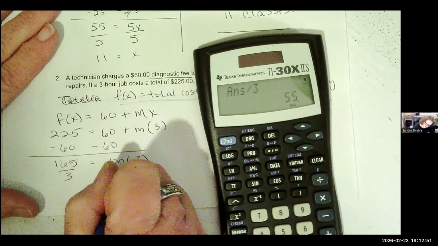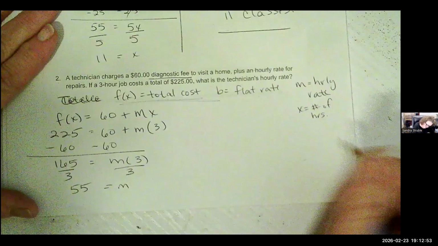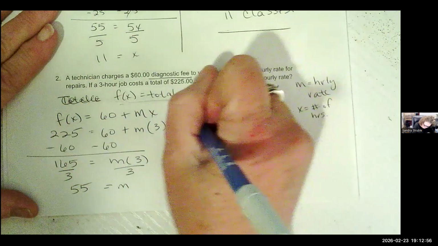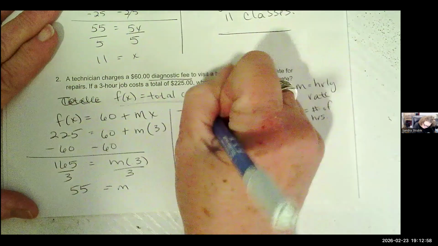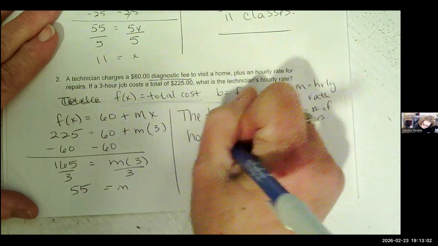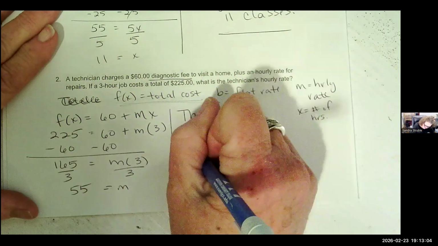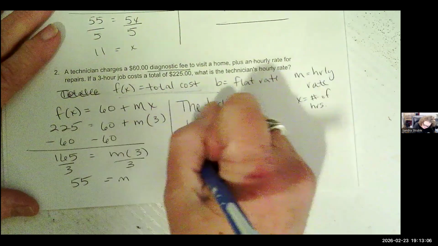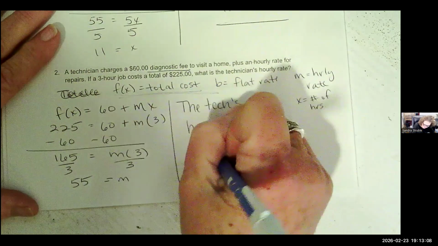So what was the technician's hourly rate? The tech's hourly rate is, was, will be, pick a verb, don't care. Was, don't forget your dollar sign, $55 per hour.